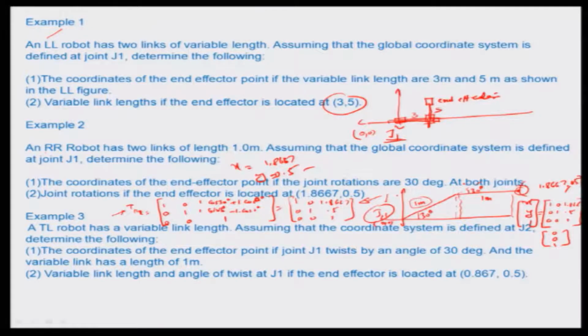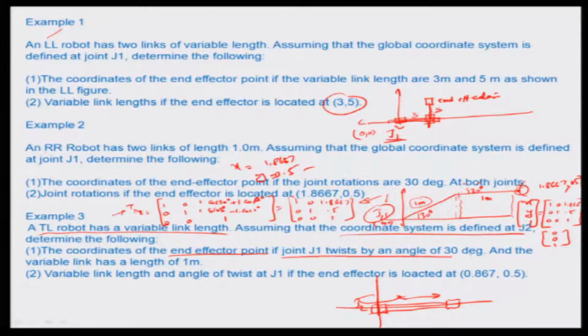So, a similar case of a TL robot, and this I leave to your judgment, how would you work on it. You will have to assume the coordinate system is defined at J2. Meaning thereby that the joint J2 in this particular case happens to be the coordinate system. This is the joint J2. It is capable of twisting around these axes and also capable of moving linearly. So, that is why it is a TL robot, and you will have to find out the coordinates of the end effector if the joint J1 twists by an angle of 30 degrees.